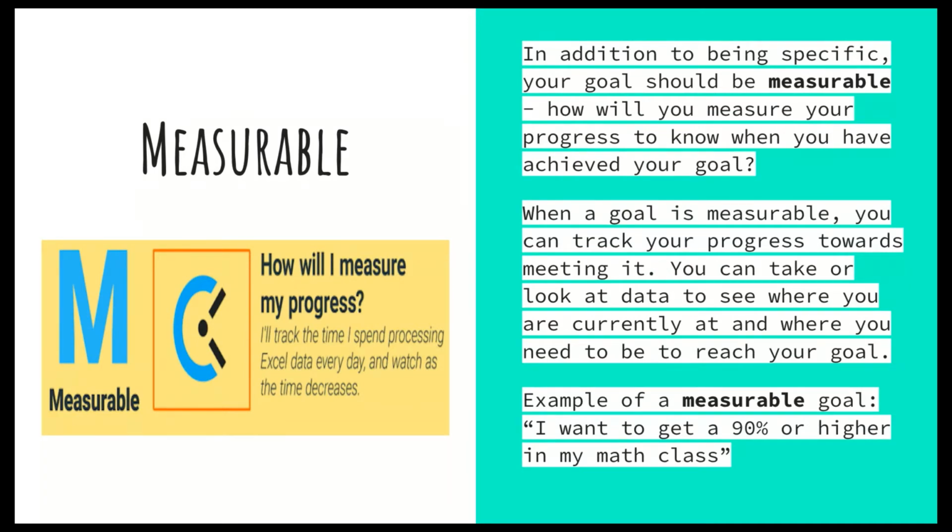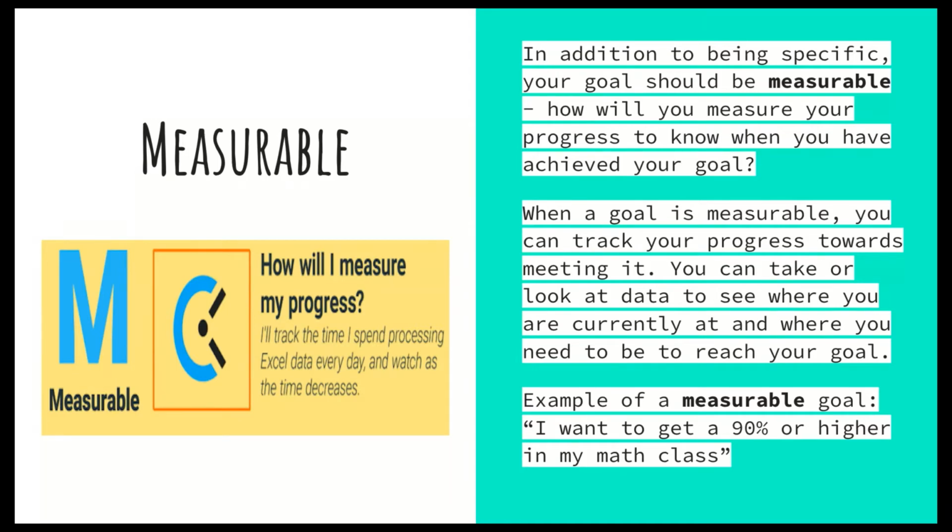Well, if it's measurable, it means that you can measure your progress, and then you'll know when you've achieved it. So you can take a look at data to see where you're currently at and where you need to be to reach your goal. Okay, so measurable, just ask yourself, how am I going to measure progress? How will I know? So if we're taking that example of getting a good grade or improving our grade in math class, we can say, you know what, improving my grade's too vague.